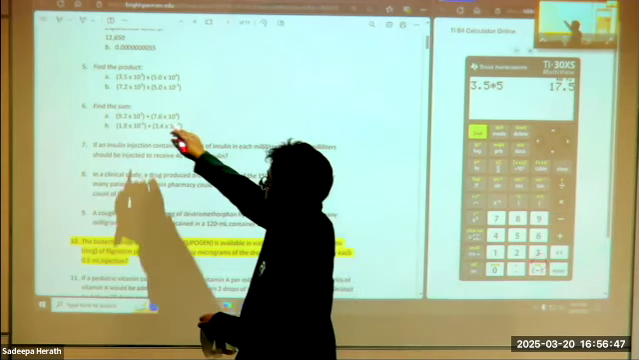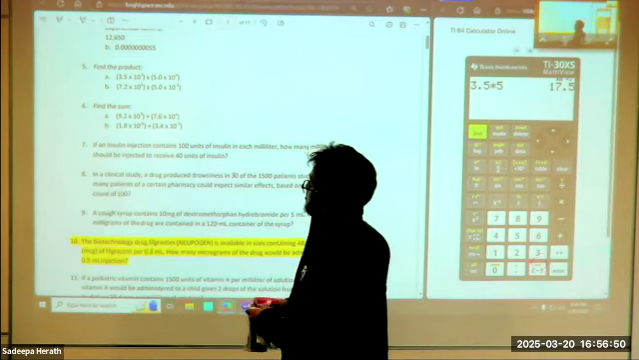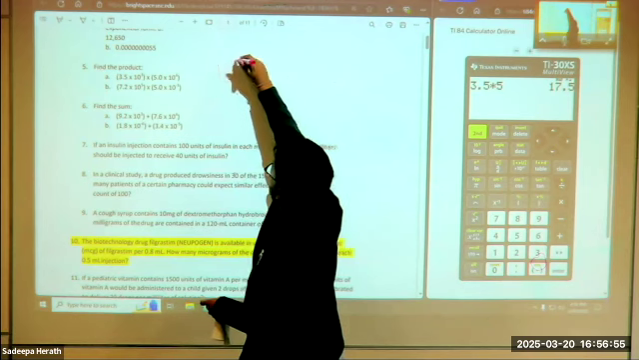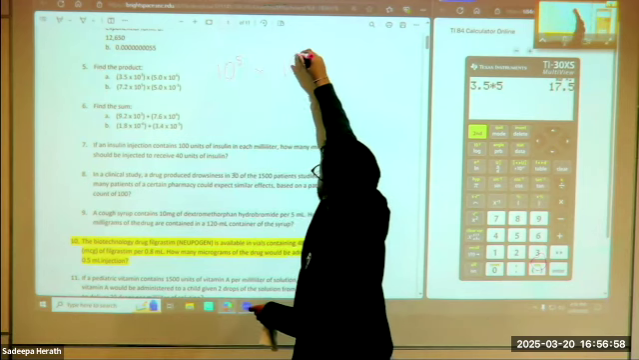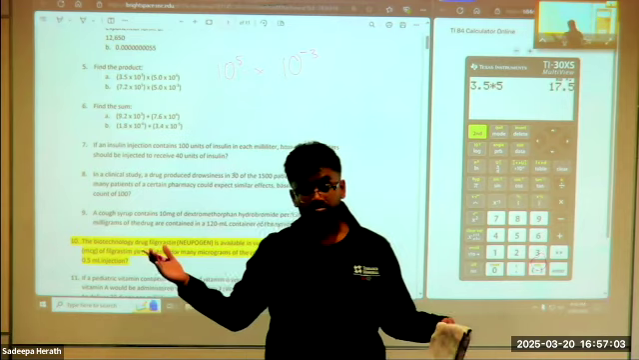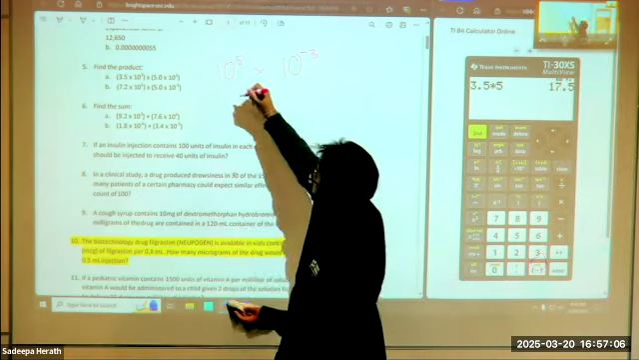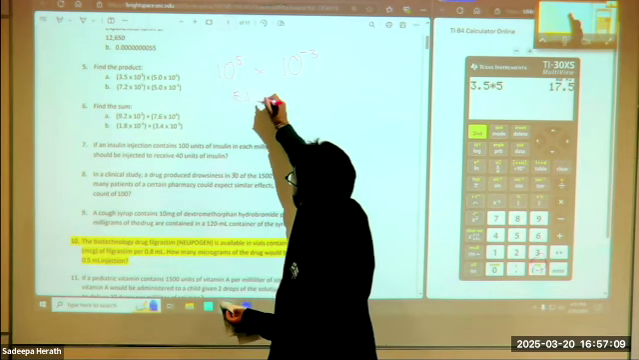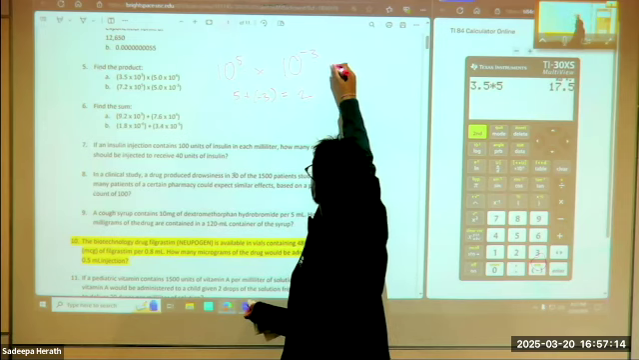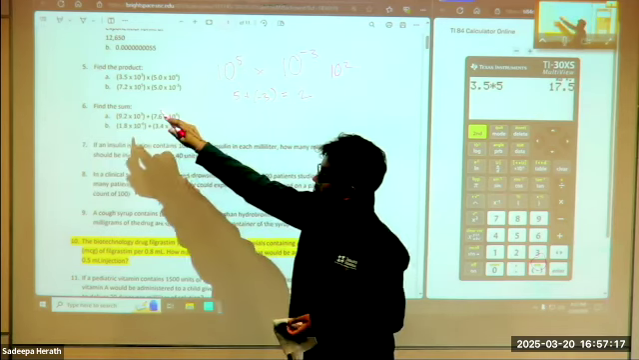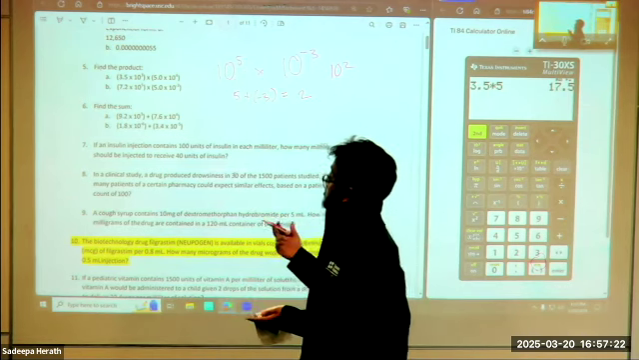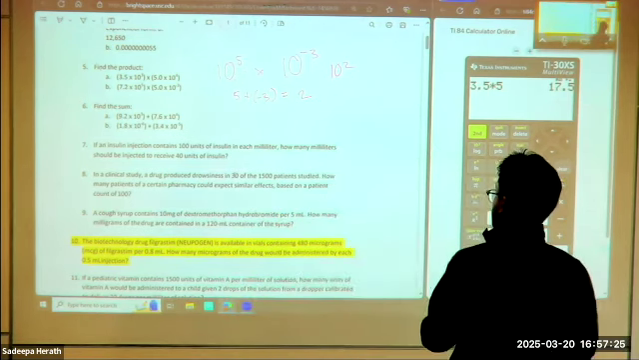Okay. 7.2 times 10 to the 5 times 5.0 times 10 to the negative 3. 10 to the 5 times 10 to the negative 3. We're multiplying. That means we're adding the exponents. So 5 plus negative 3 equals 10 to the 2, 10 to the 2. And then 7.2 times 5, what's 36? I think that's 36.